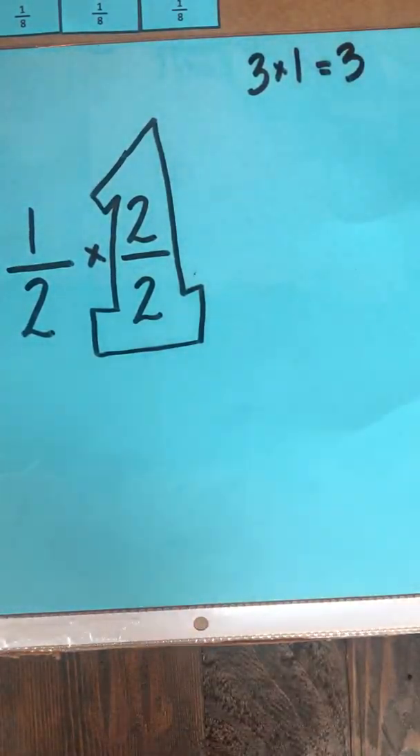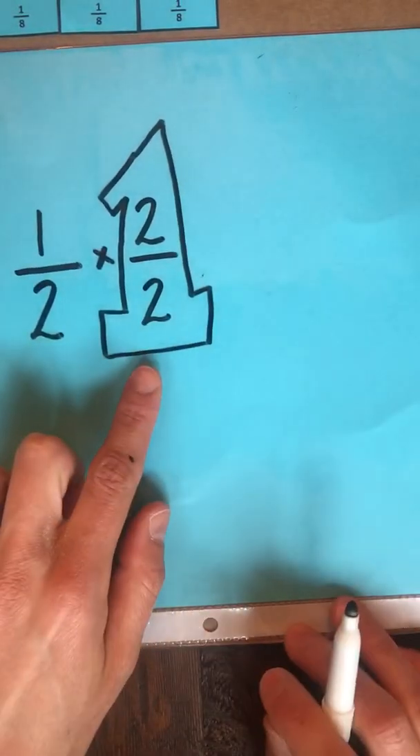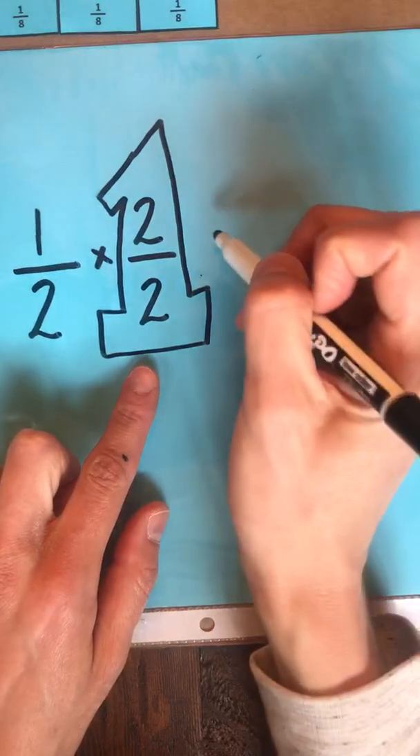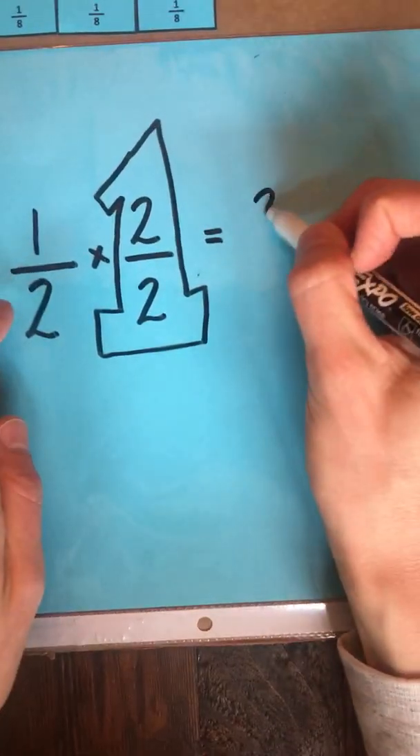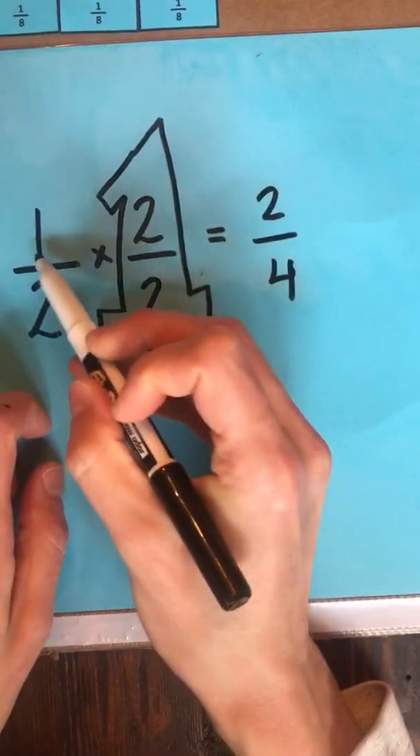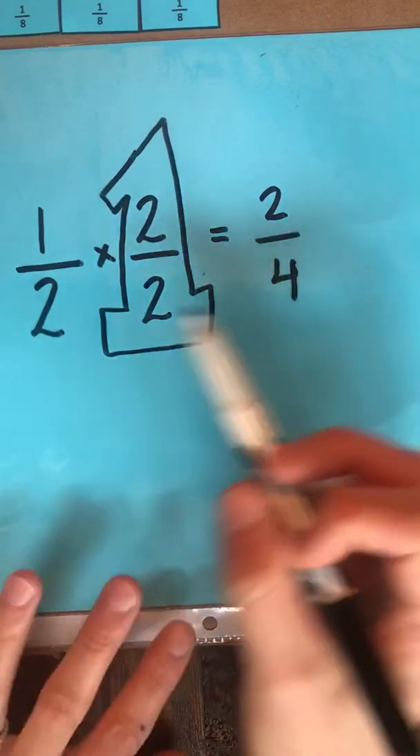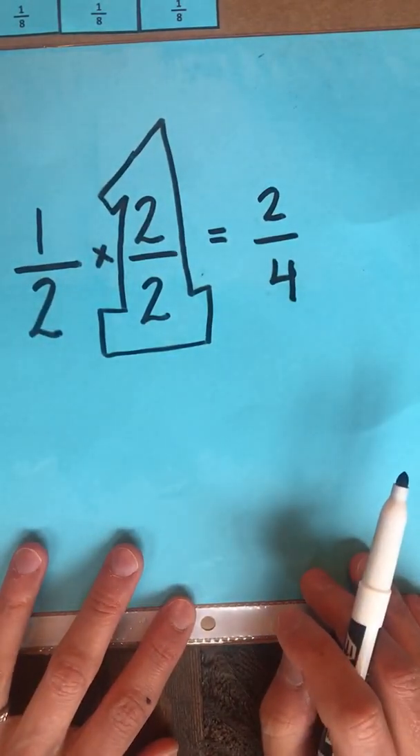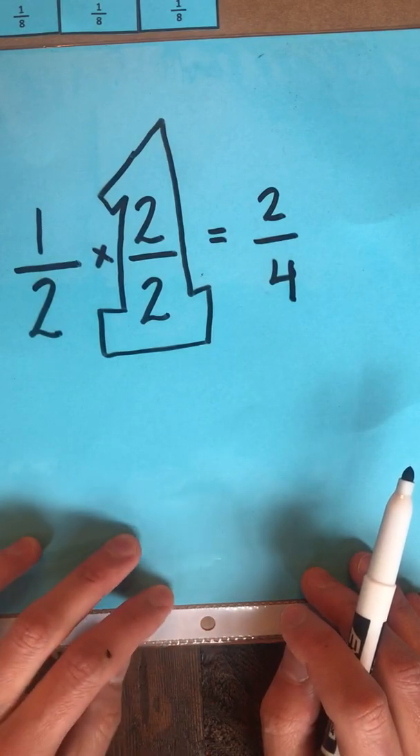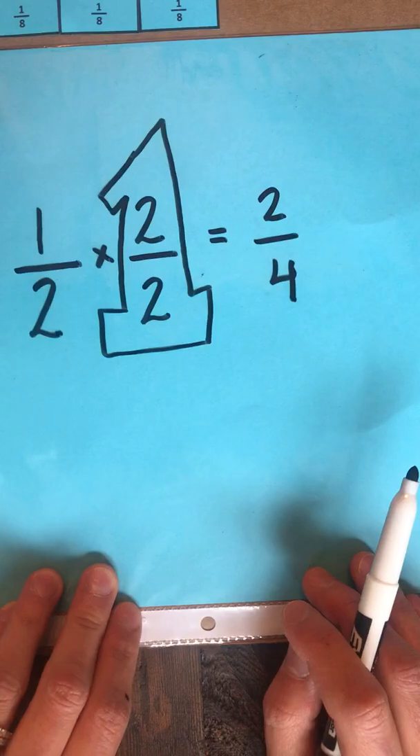So when we multiply 1/2 by 2/2 or 1, our new fraction is going to be 2/4. 1 times 2 equals 2, and 2 times 2 equals 4. So again, even though 1/2 looks different than 2/4, they are equivalent because they have the same value. They represent the same part of the whole.